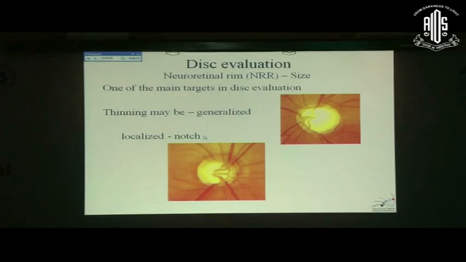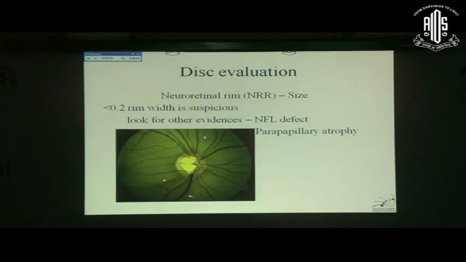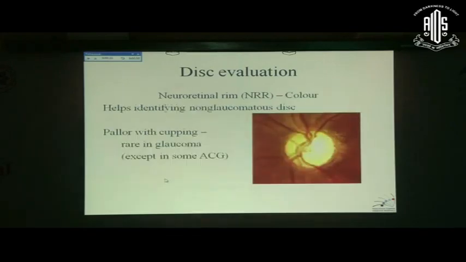One of the main targets of disc evaluation is the size of the neuroretinal rim. The neuroretinal rim thinning may be generalized or it may be localized in the form of a notch. When the neuroretinal rim is thin or suspicious to be thin, you should look for other evidence like the nerve fiber layer defect or any parapapillary atrophy corresponding to the area of neuroretinal rim thinning.